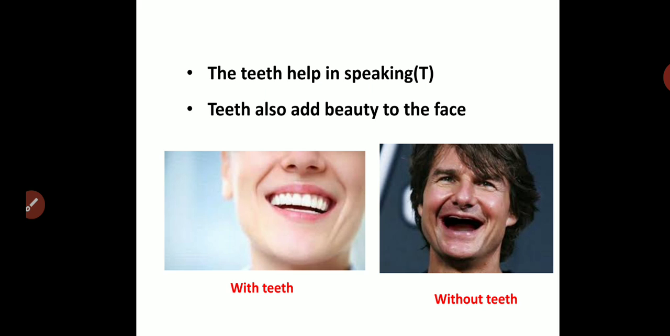Now here, teeth also help us in speaking. Sometimes, you might have seen the old people without teeth, you don't understand some of their words. Why? Because the teeth are lacking. So speech also differs, and at the same time, as you can see in the picture, the presence and the absence of teeth, how much difference it creates in the look of a person. That is, teeth also add beauty to the face. See the person without teeth and see the person with teeth.